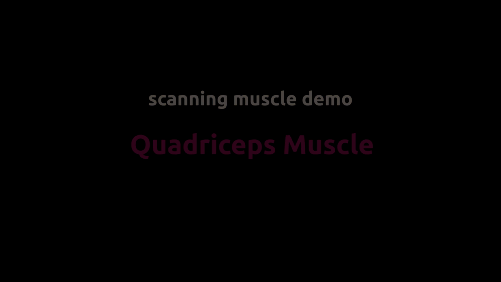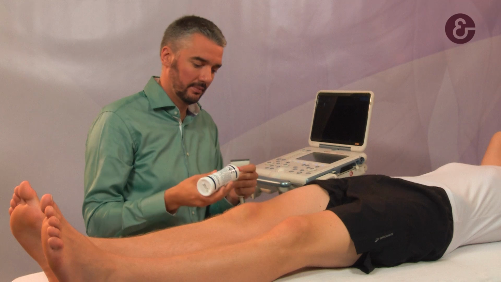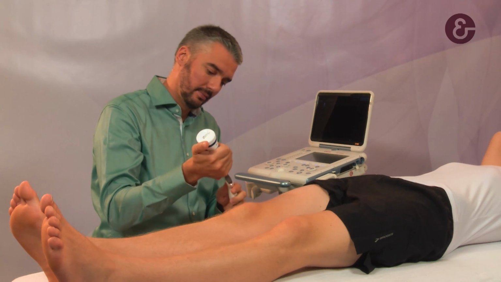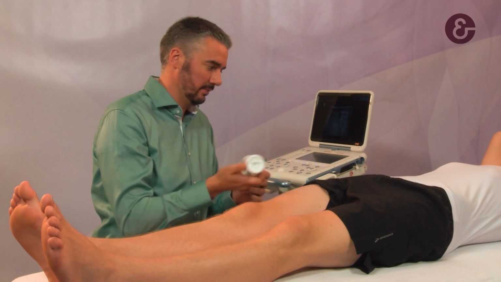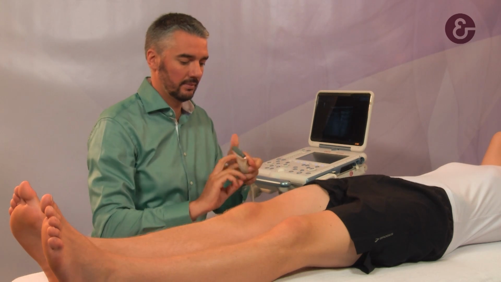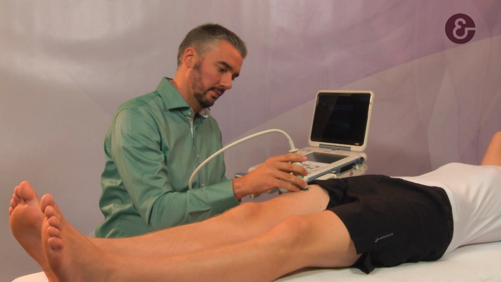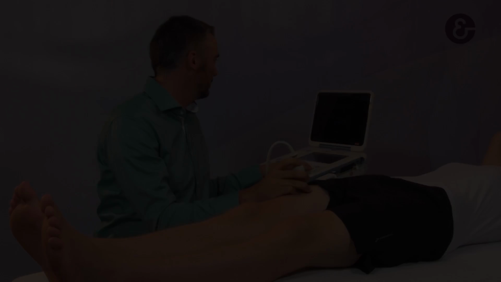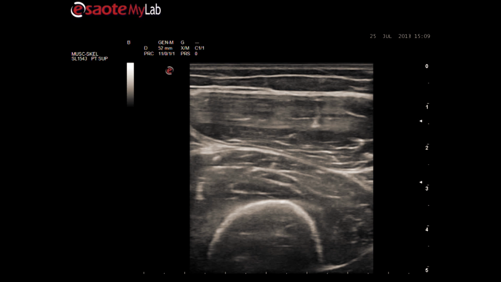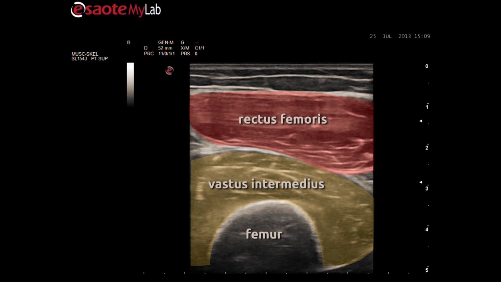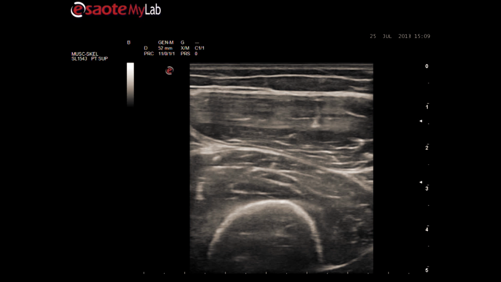Let me show you a few examples of scanning some anatomical tissues. Gel is applied to the transducer to improve the quality of scanning. The transducer is placed on the quadriceps muscle to have a transverse view on all quadriceps muscle bellies. Two quadriceps muscle bellies can be seen: the rectus femoris and the vastus intermedius. Note the bright, white epimysium connective tissue sheets surrounding the muscle bellies. In the very depth, you can see a very wide, half-round line. This is the femur shaft.